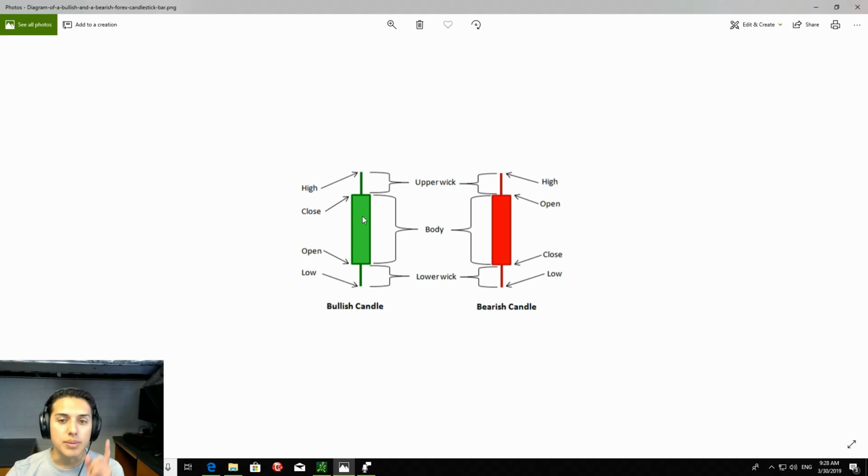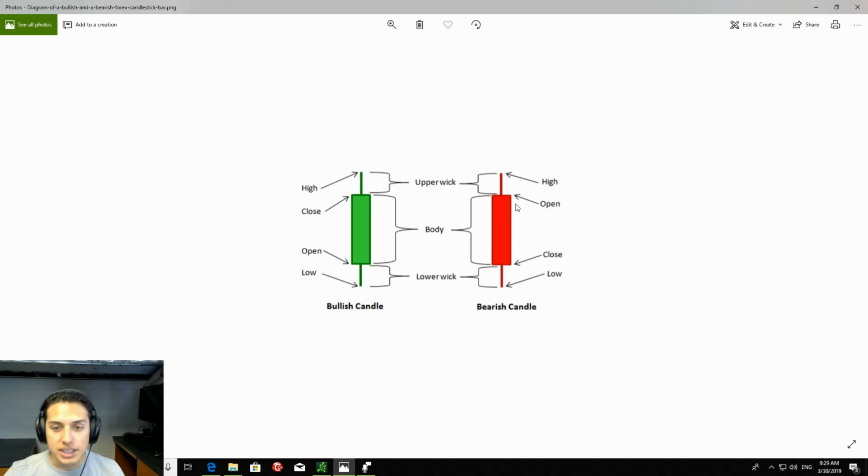So just remember, the most important thing is, when you see a green candle, the bottom of the rectangle is the open. This is where it opened, and the top is where it closed. And then for a bearish candle, which means that the price went lower, it's the exact same way, just flipped. If we look at this, the open is now at the top of the rectangle, and the close is at the bottom of the rectangle.